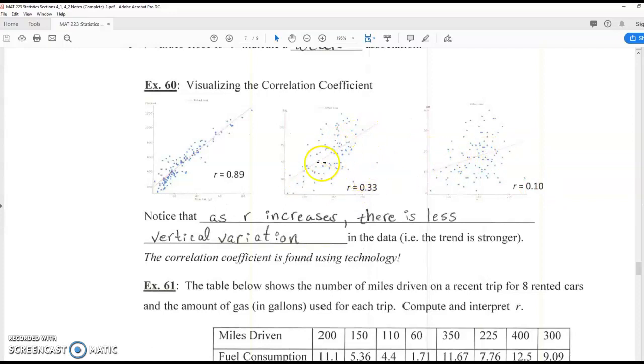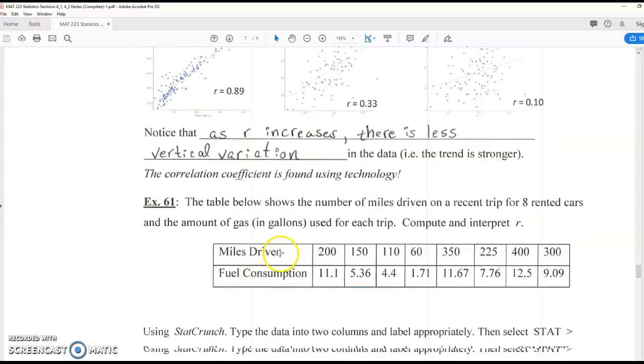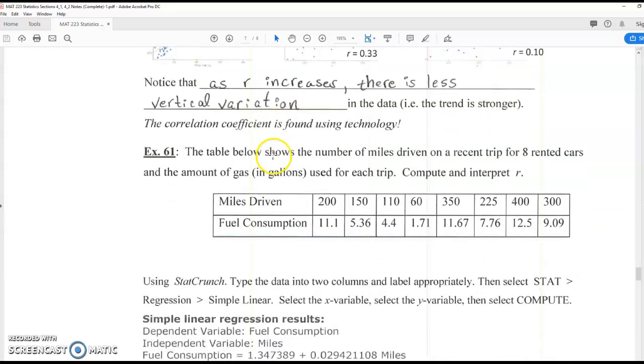This one is also positive correlation. It's 0.33. I would say that's a pretty weak correlation. It's stronger than this one for sure, but it's fairly weak. And then when you get up closer to 1, like R equals 0.89, you can see the nice tight clustering around the line. Not nearly as much vertical variation. So what you want to notice is that as R increases, there is less vertical variation in the data. In other words, the trend is stronger.